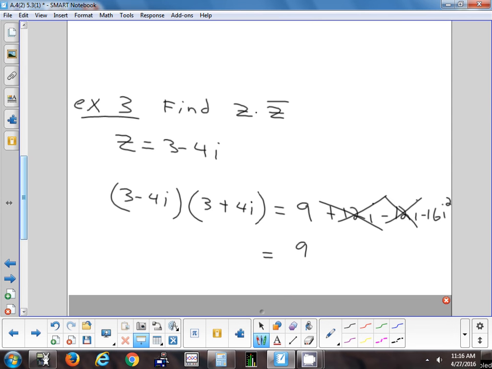Okay, they canceled out. And I'm left with negative 16. And Ashley, what's i squared? Good, negative 1. All right, so I get 9 minus 16 times negative 1. That's negative 16. And Stephen, what's 9 minus negative 16? 25.